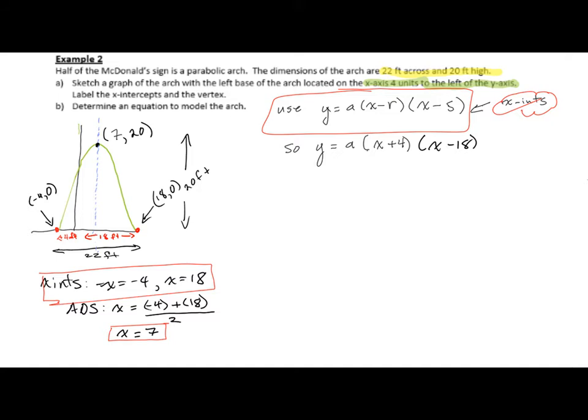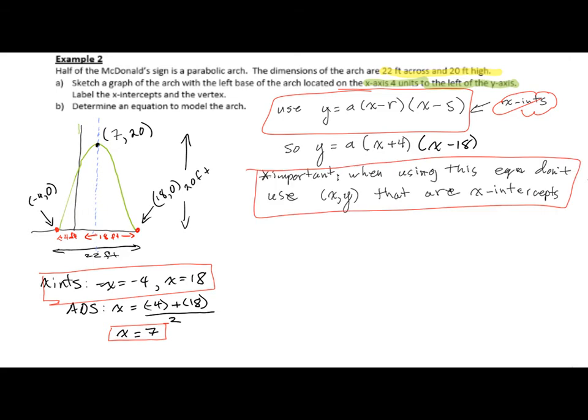And so now that we have that, it's important that we use a point other than the x-intercepts. So just try to make sure when you're using the general x-intercept form for a parabola, you do not use the x-intercepts for your x and y when you're solving for a. So after you've figured out your intercepts and plugged them in, you can't use the x and y that you had for your x-intercepts. But in this case, we have the point 7, 20. So what we can do, we can plug in 7, 20. And so we get the following.